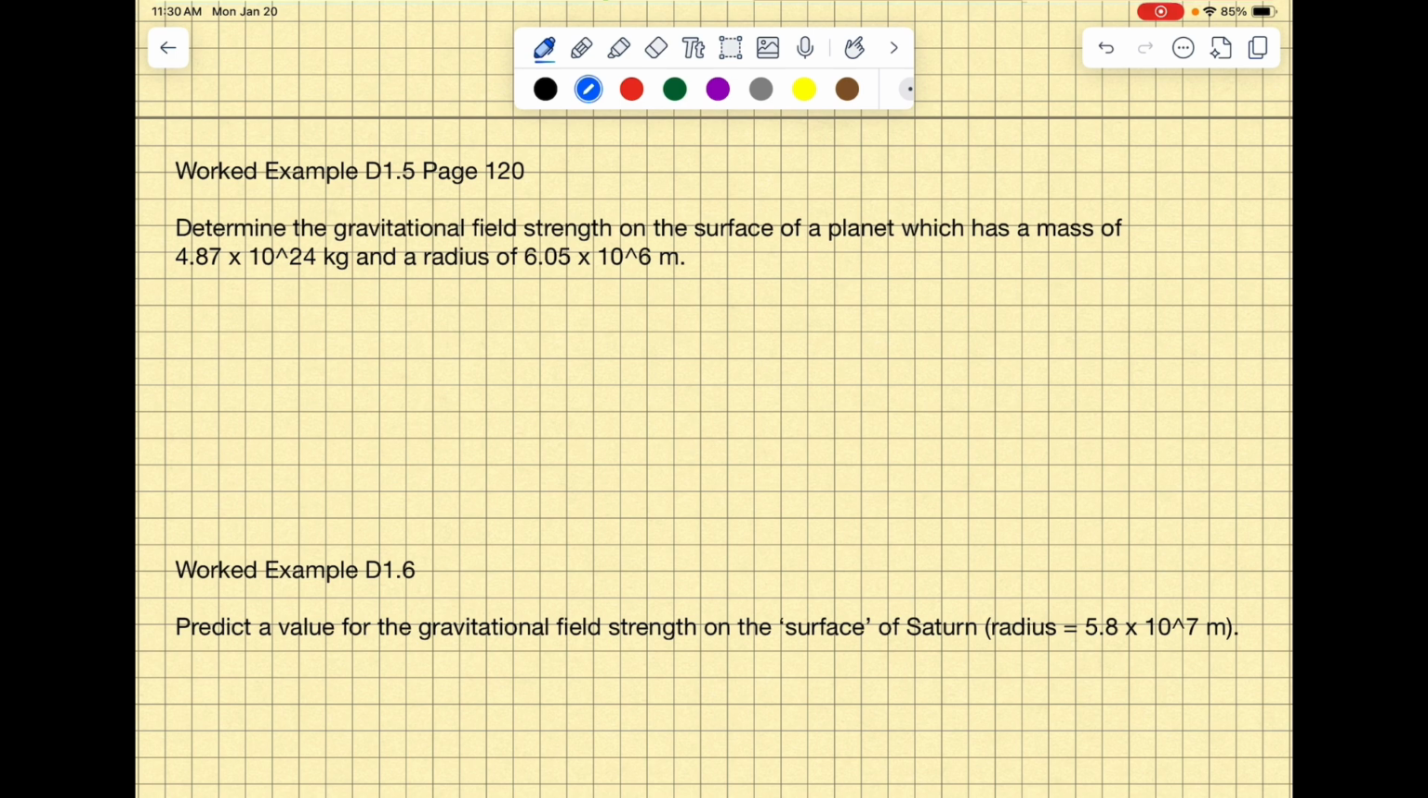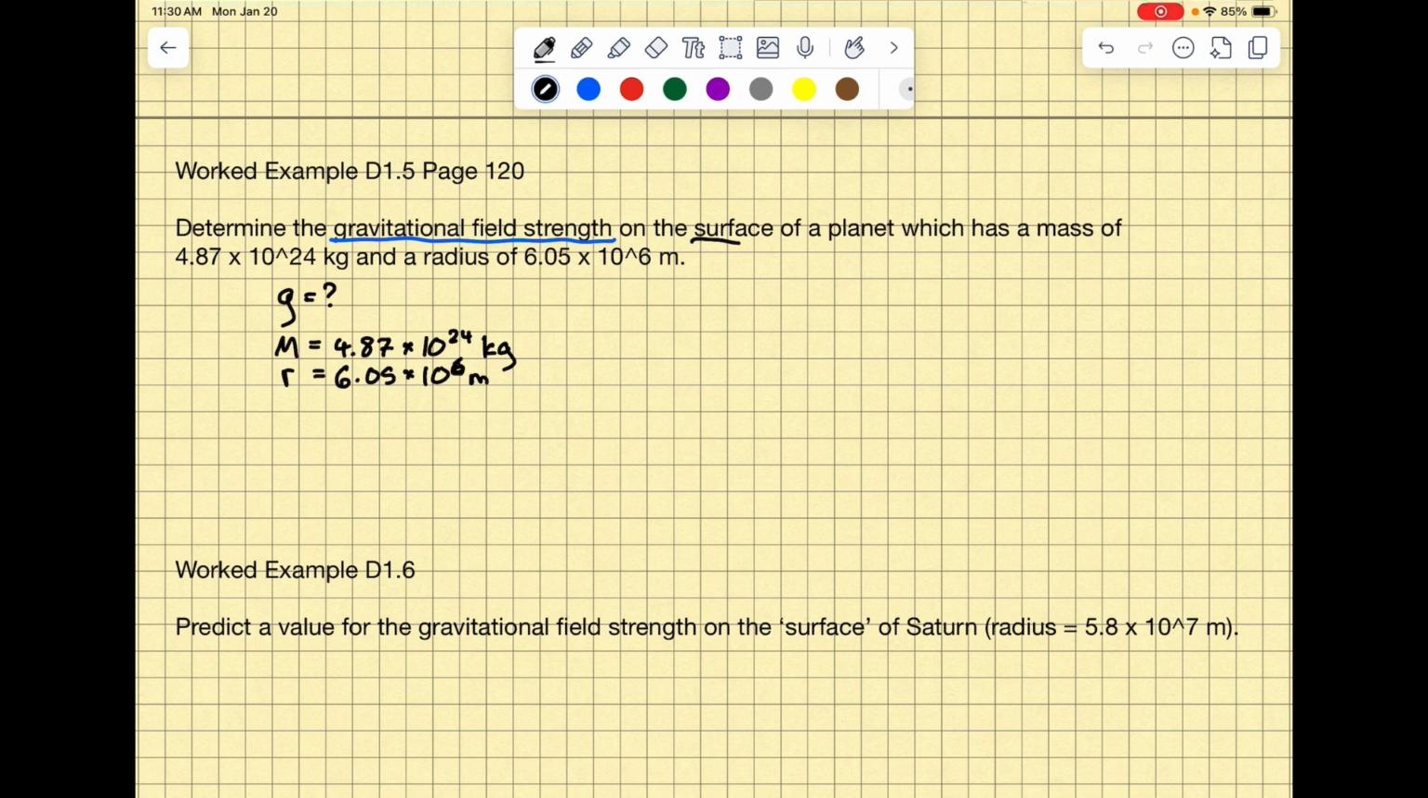Okay, so what we want is gravitational field strength. So our unknown is g. We know the mass of the planet. We're going to represent that with a capital M. Mass of the planet is 4.87 times 10 to the 24 kilograms. And we have a radius of 6.05 times 10 to the 6 meters.